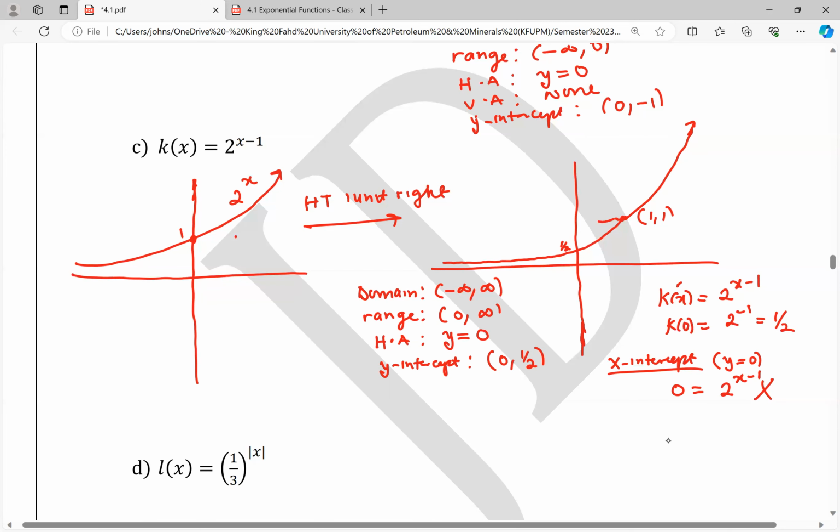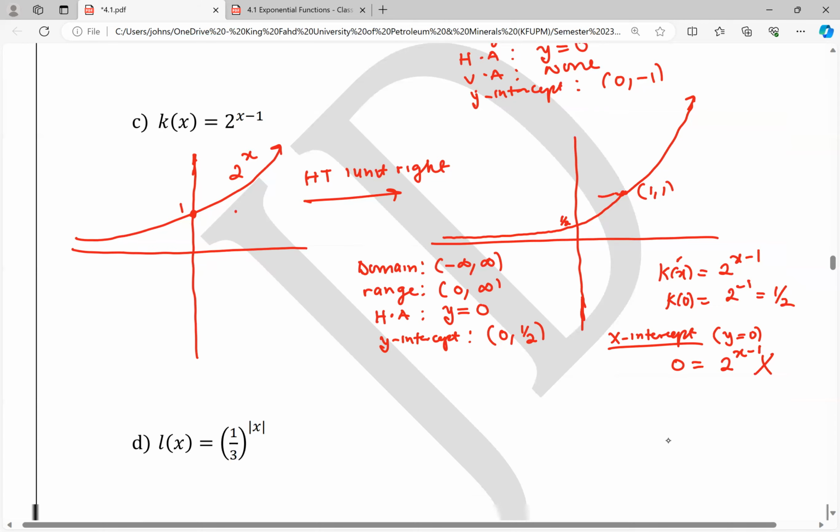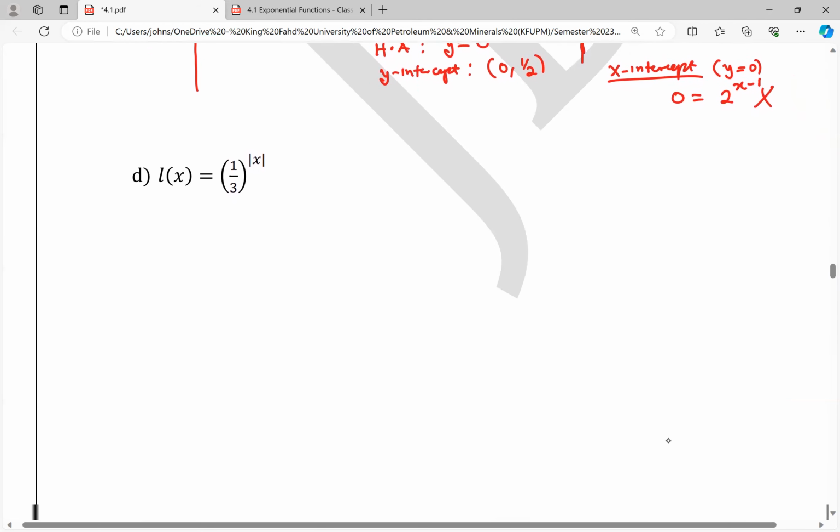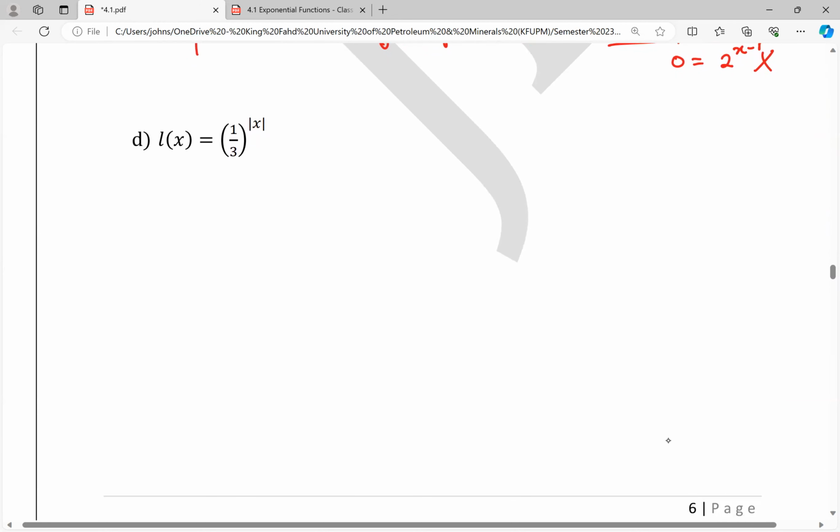Okay, so I think we can move to the next one. Now, if you look at this one, here we have something very new, which is the absolute value. So we can rewrite this one. This is 1 over 3 to absolute value of x.